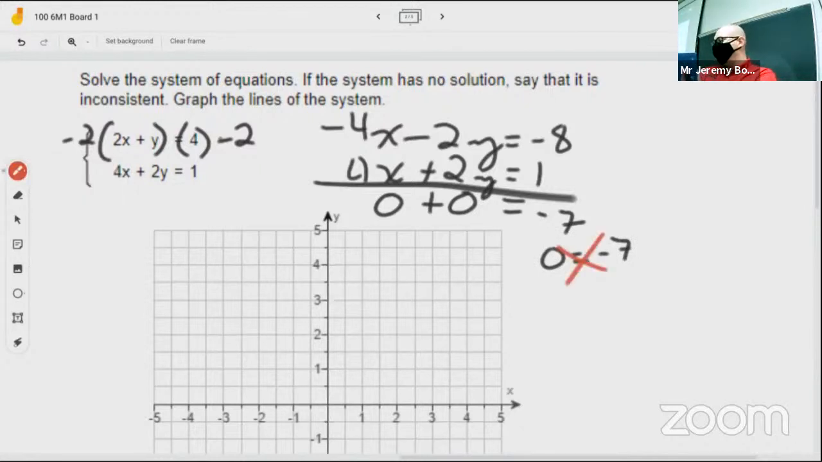So this means that this system is what? Inconsistent.